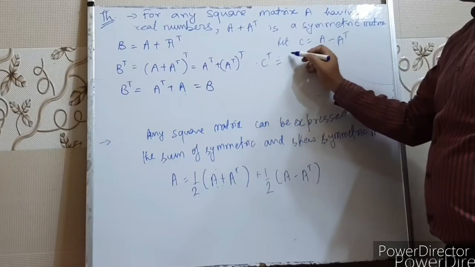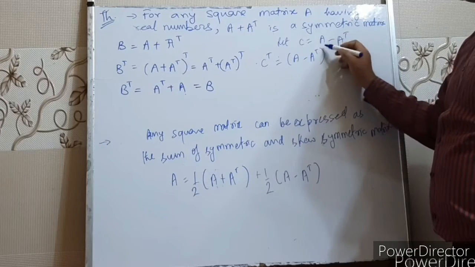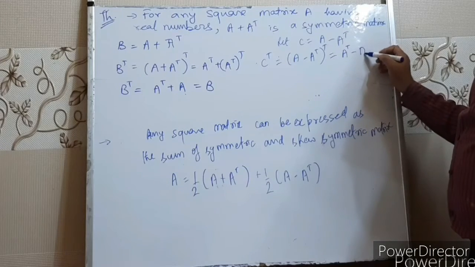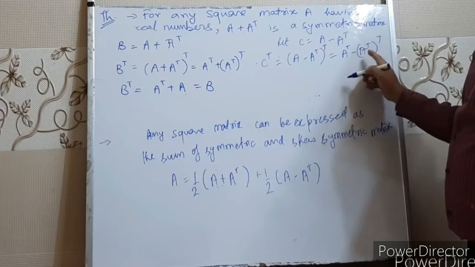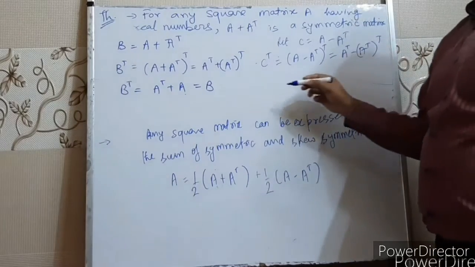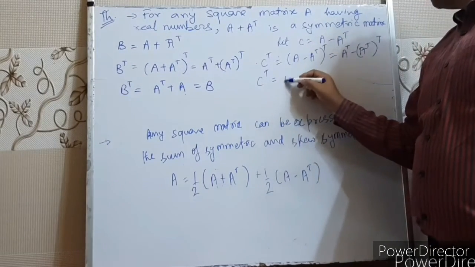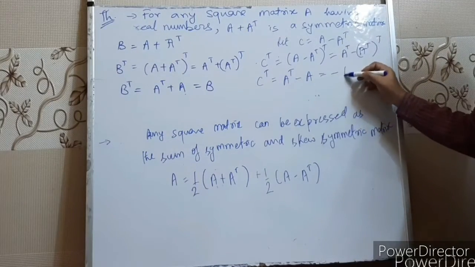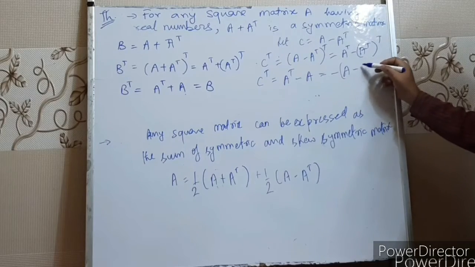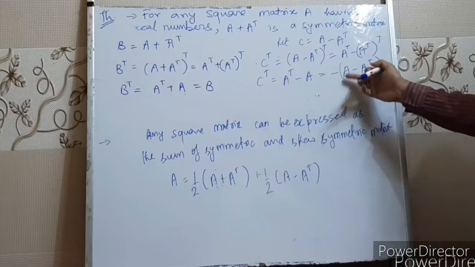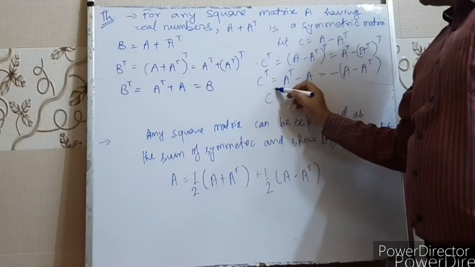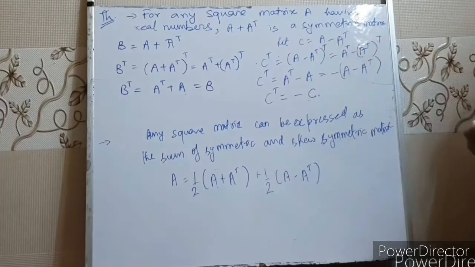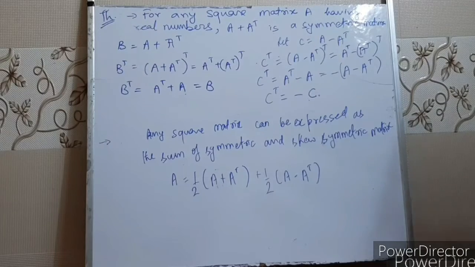When you take the transpose of C, it becomes (A minus A transpose) to the whole transpose. (A minus B) to the whole transpose is A transpose minus B transpose. The transpose of the transpose will again be the original matrix. What will we get here? A transpose minus A. When you take the minus sign common from here, you will get minus (A minus A transpose), and A minus A transpose is the value of C. So you can say that C transpose equals minus C. That means A minus A transpose is a skew symmetric matrix.